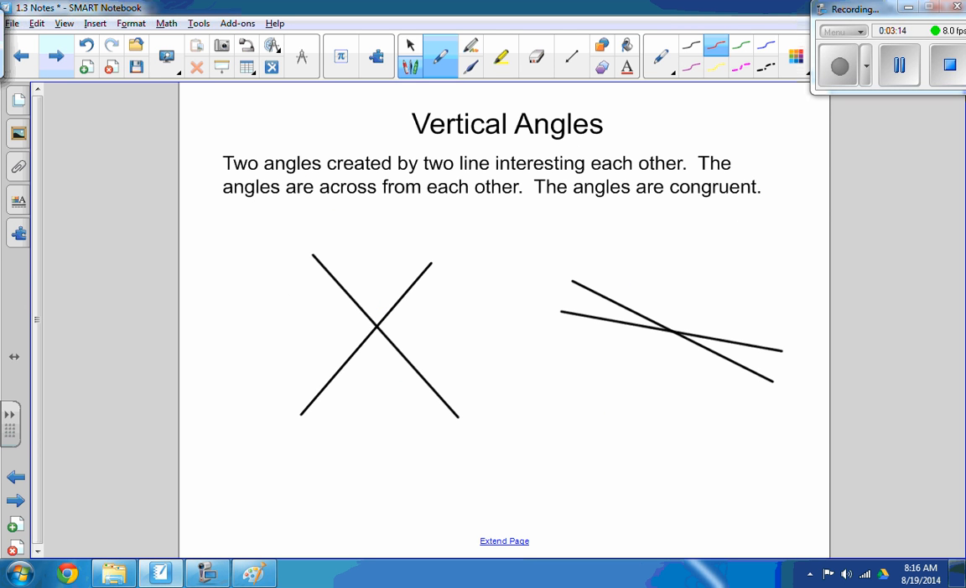Vertical angles. Two angles created by two lines intersecting each other. The angles across from each other are the vertical angles, and they are congruent. So these two angles are vertical angles, and they're congruent. These two angles are vertical angles and congruent. Now notice I used a different number of tick marks to indicate which angles are congruent to each other. So these two are across from each other, congruent. These two are across from each other. They are congruent.